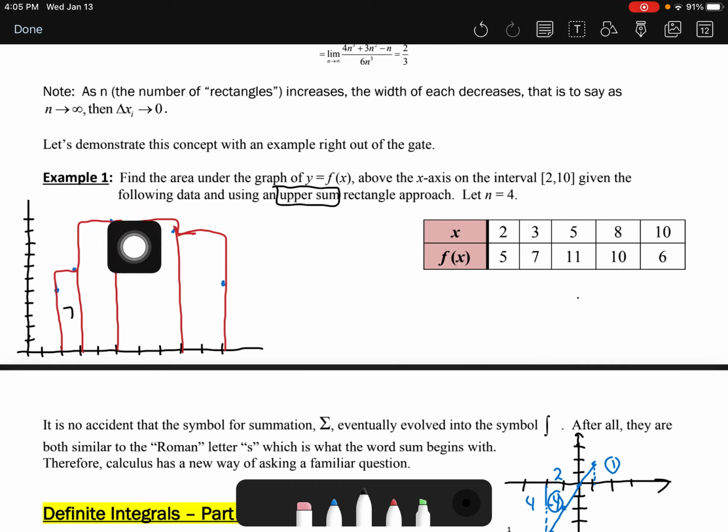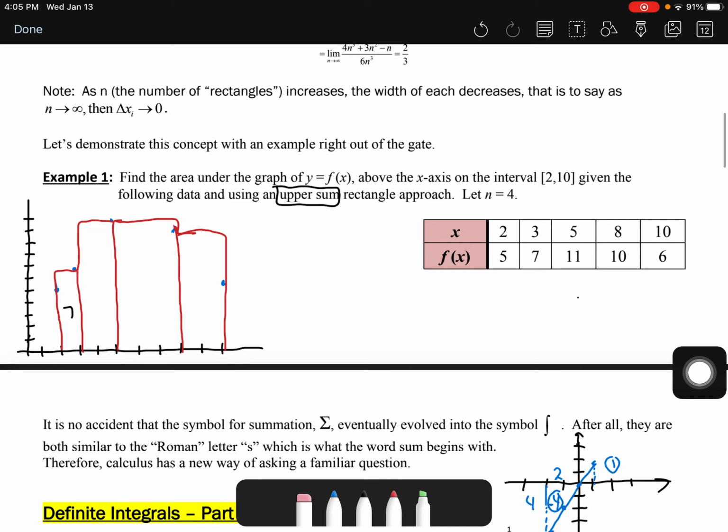I want to choose the bigger one, the 11, and not the 7. So I've got the height of 11, and then the width of 2. So that's going to give me an area on this rectangle of 22.